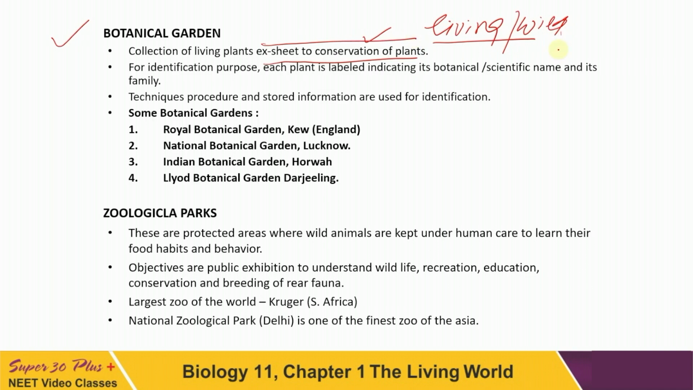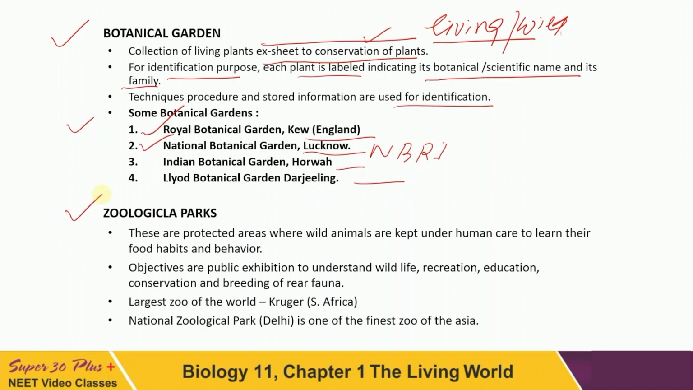The living plants are kept in a botanical garden. The purpose is identification. Each plant is labeled, indicating its name, scientific name, and its family. Techniques, procedures, and stored information are used for identification. Some of the important botanical gardens of our country as well as in the world. The most famous botanical garden in the world is the Royal Botanic Gardens, Kew, England. The NBRI, National Botanical Research Institute, also has a garden. National Botanical Garden Lucknow, that is NBRI, this is an institute. Indian Botanical Garden at Howrah, and Lloyd Botanical Garden, Darjeeling.